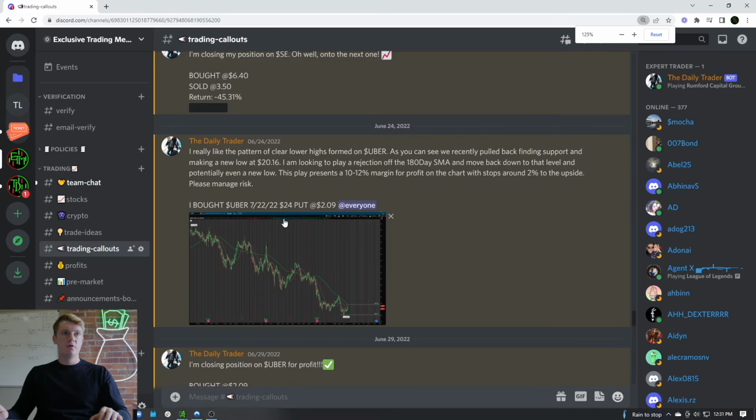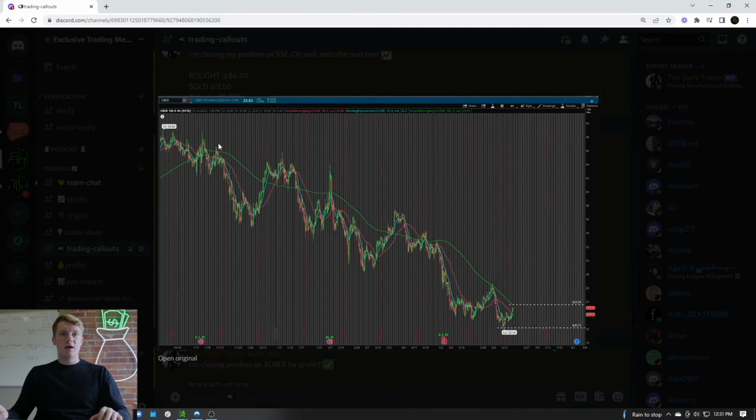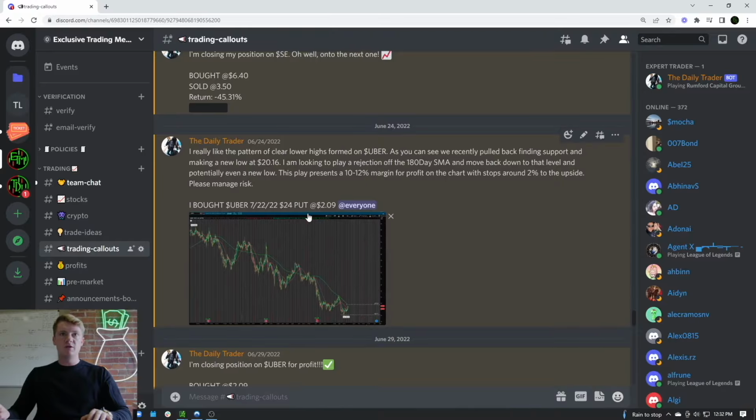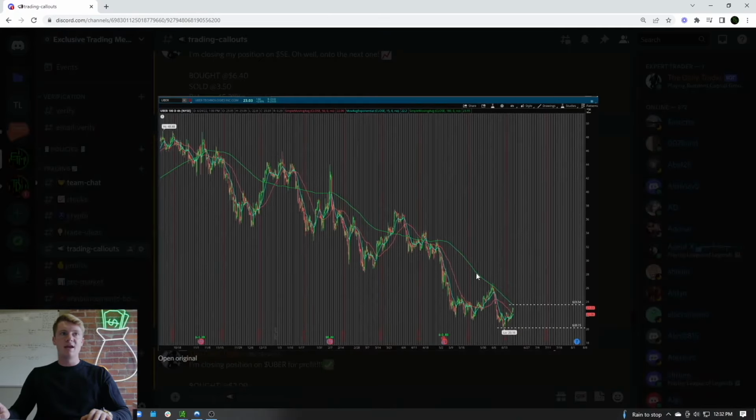Right, we all know Uber. I identified that very clear pattern of lower highs, an overall descending pattern. The chart is bearish. It's going from the top left to the bottom right. If it was bullish, it would be going from the bottom left to the top right. As you can see, we recently pulled back, finding support and making a new low at 2016.